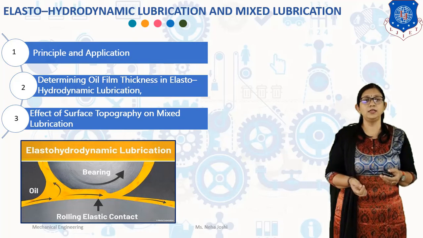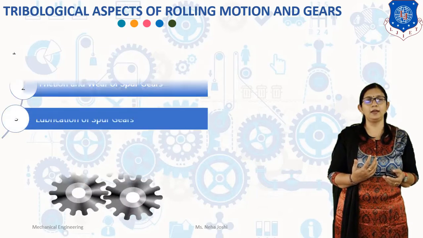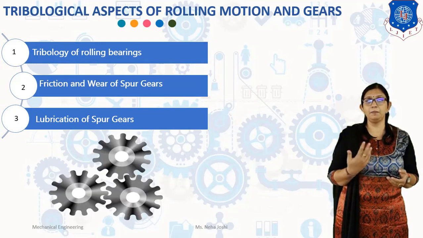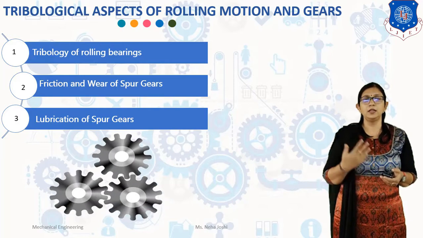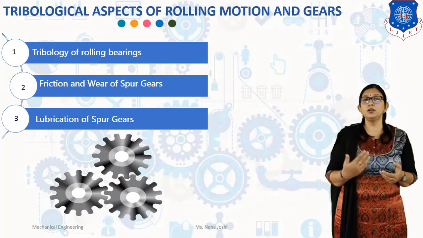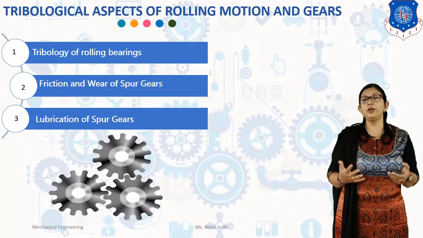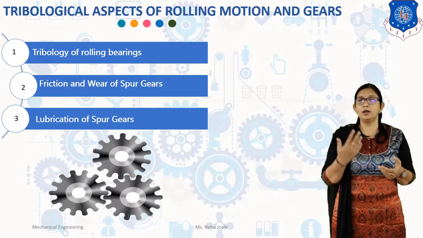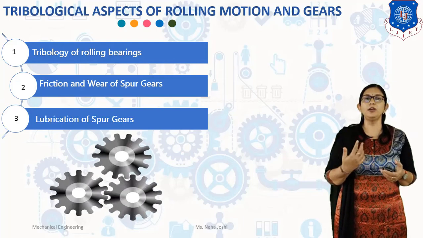Now, the sixth chapter in our syllabus is tribological aspects of rolling motion and gears. As you know, gears are used for transmitting power. In this chapter, we will cover tribology of rolling gears, then friction and wear of spur gears, and lubrication of spur gears. Generally, the teeth of gears are broken due to friction and wear. So we need to reduce the friction and the amount of heat generated in the gear. So we need to study the tribological design aspects of the gear tooth.